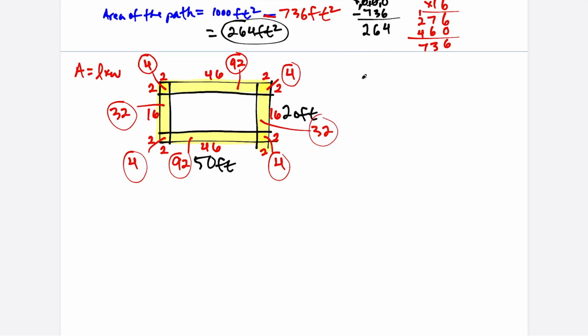And now all we would have to do is add all of this stuff up. So we have 92 plus 92. We have 32 plus 32. And then we also have in the corners here, 4, 4, 4, and 4, which is 16. So now I just add all of this stuff up. 2 plus 2 plus 2 plus 2 is 8. 8 plus 6 is 14. We carry the 1. And then I have 10 plus 9 is 19. Plus 3 is 22. Plus 3 is 25. And 25 plus 1 is 26. And notice that this gives us 264 square feet. Either way, we get the same answer.